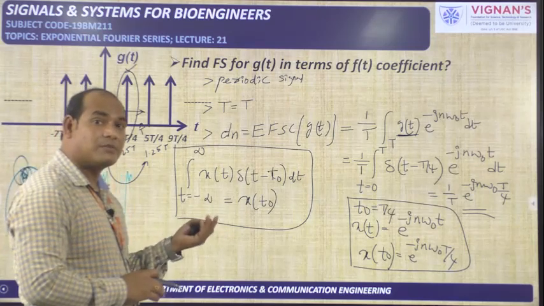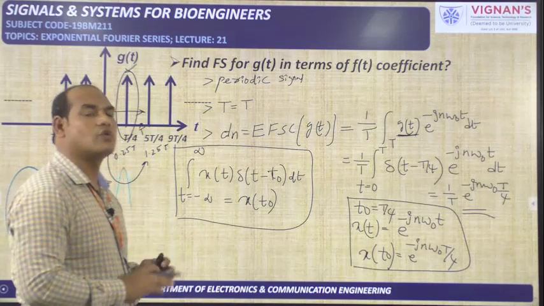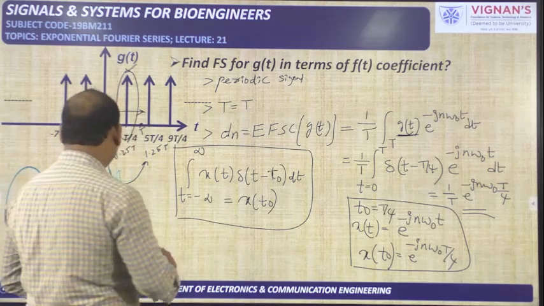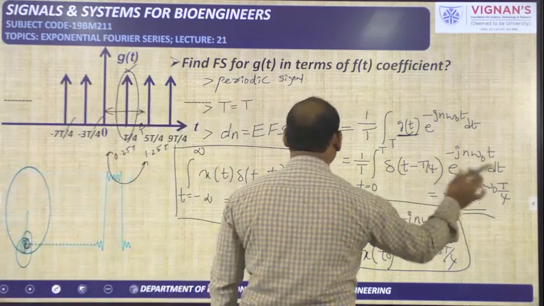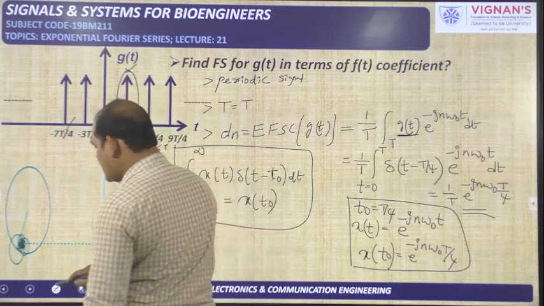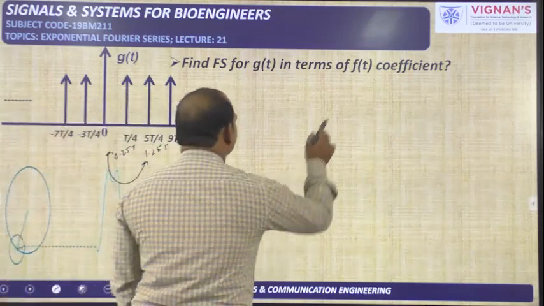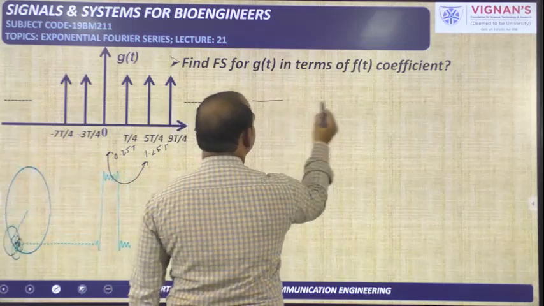For the previous problem, f of t, the impulse train signal, what is the coefficient we got? 1 by T. Once again I will tell that one. You see clearly, remember this one. That is 1 by T e power minus jn omega naught into capital T by 4. Now that problem and this problem I will compare. See carefully. So the previous problem is this one.